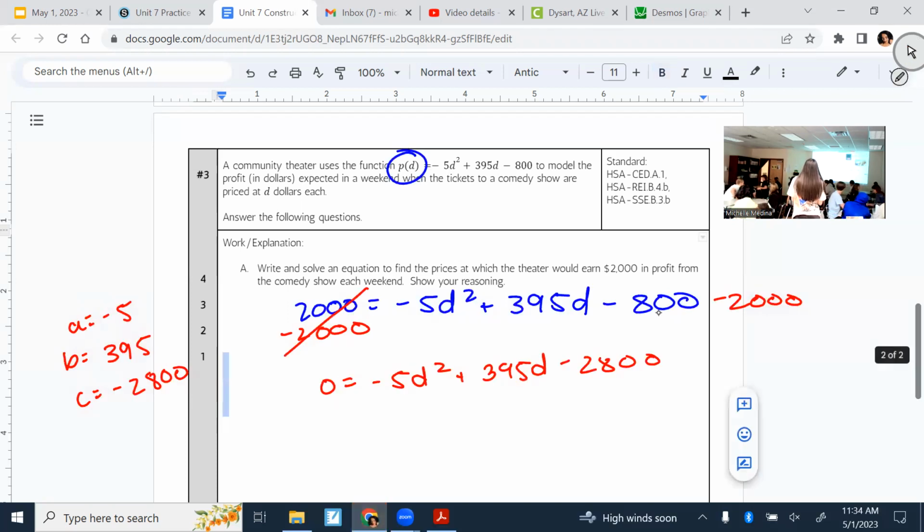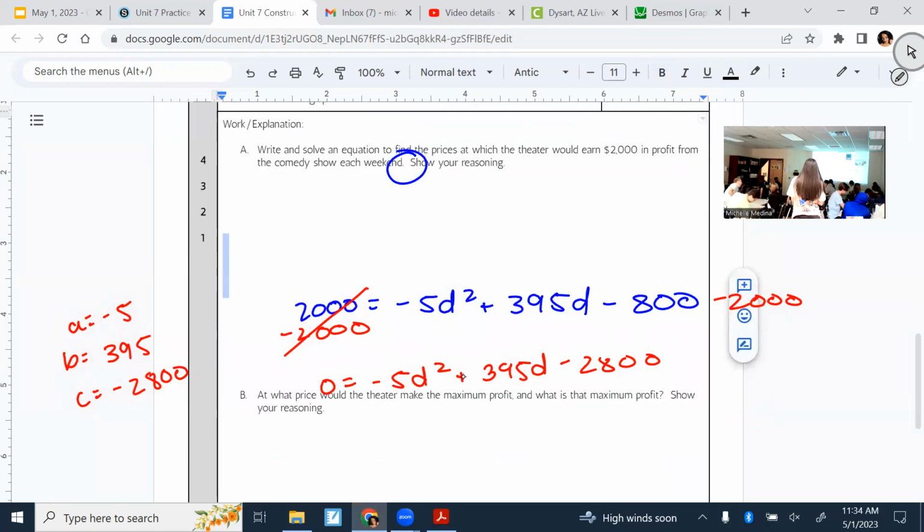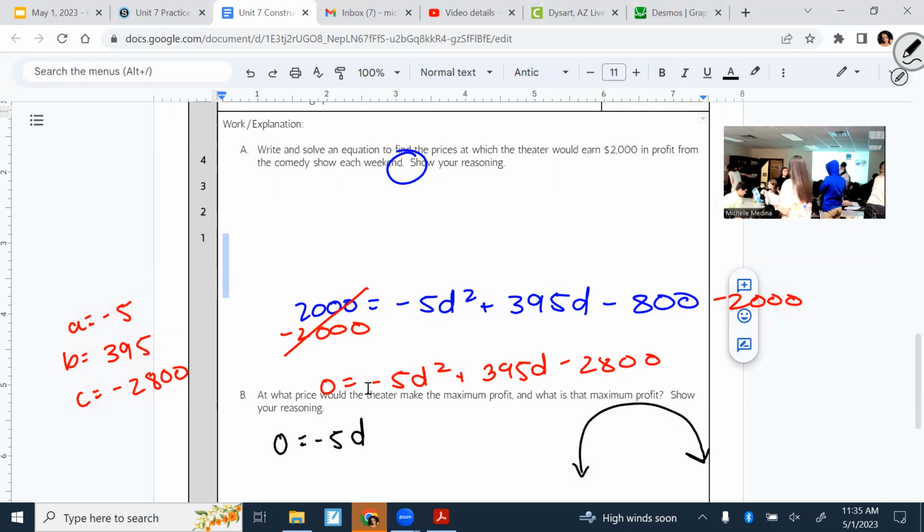For part B, note that it says maximum profit and maximum ticket price. So I would recommend solving that one by graphing. It's not really related to part A. So for that one, you'd use the original equation and figure that out.